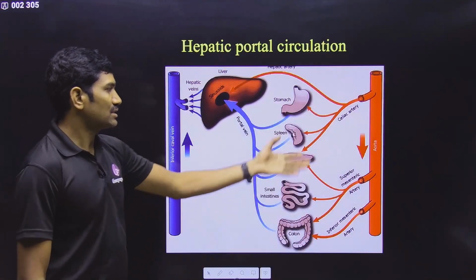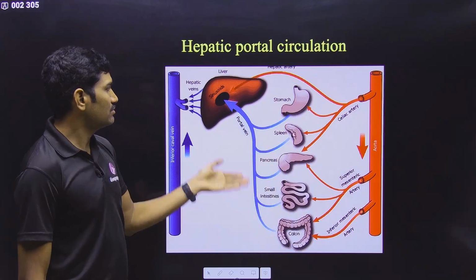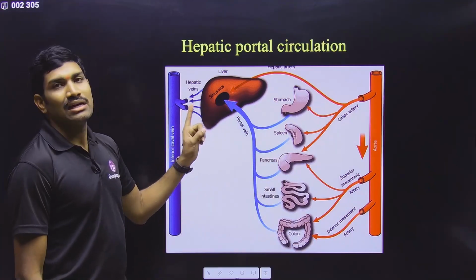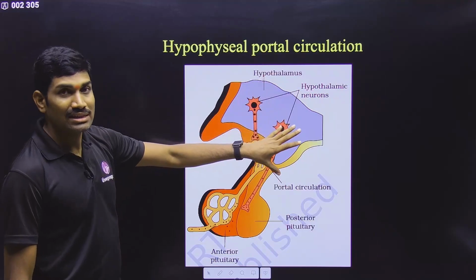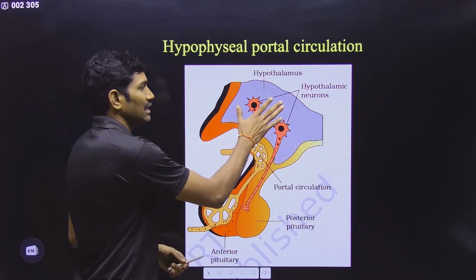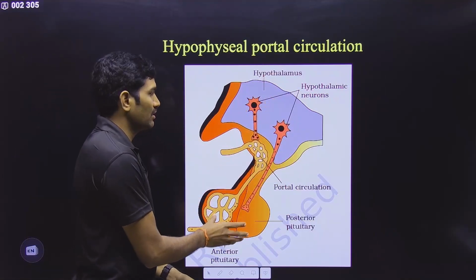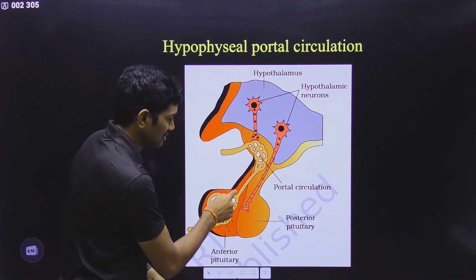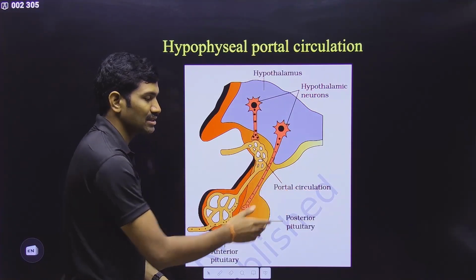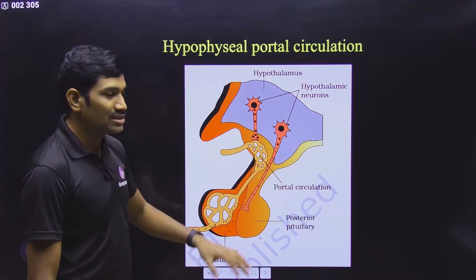So hepatic portal system: from the various parts of the digestive system, blood is coming to this liver. That's why it is hepatic portal circulation. Now this is the NCERT as-it-is diagram, so observe carefully. This is the hypothalamus, this is the pituitary. From the hypothalamus to the pituitary, there is a connecting portal circulation. Which portal is it? Hypophyseal portal circulation. This is present in human.